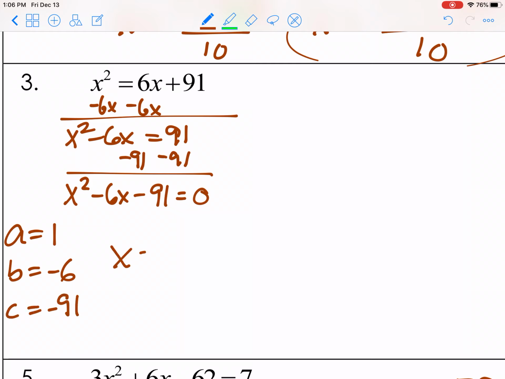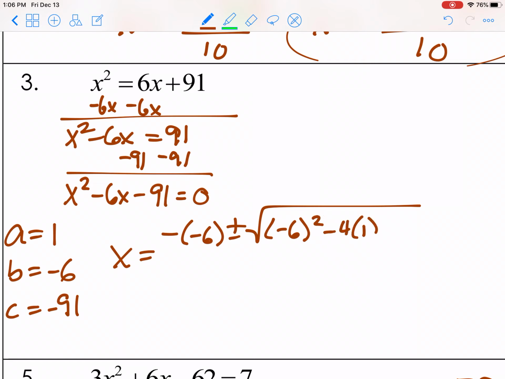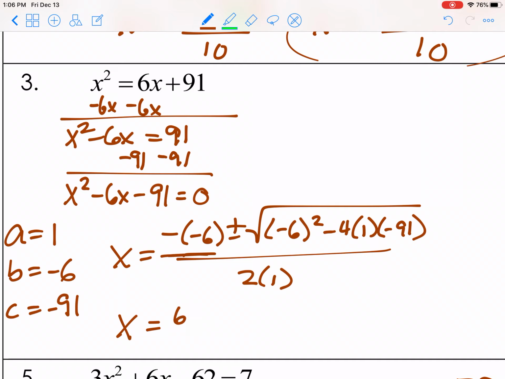So as I write this in quadratic formula, we're going to get x equals negative b plus or minus the square root of b squared minus 4ac all over 2a. Okay, I haven't found this discriminant yet, so let me try. Negative 91, and I got 400. So as I rewrite this, I'm going to get minus negative 6 is plus 6, plus or minus the square root of 400 all over 2. The square root of 400 is 20. So now I have 6 plus or minus 20 all over 2.